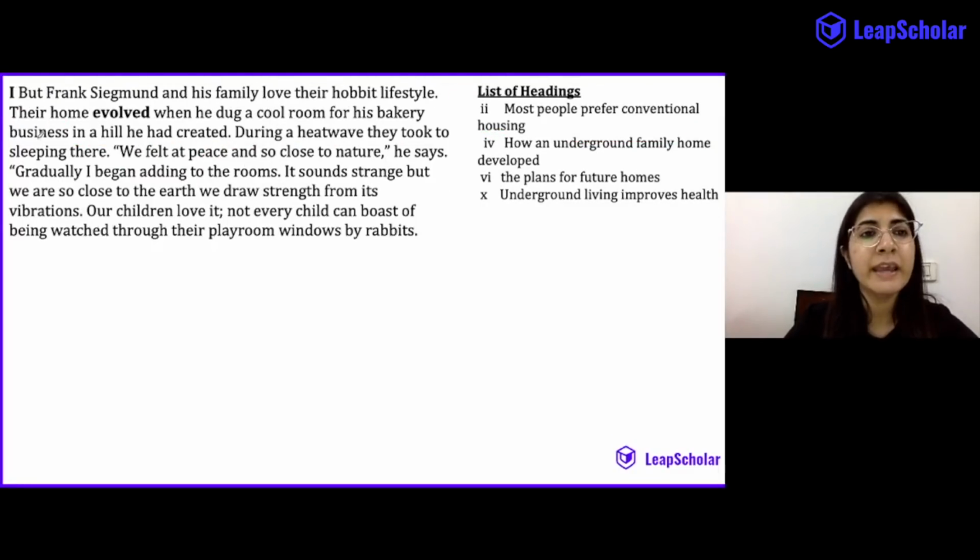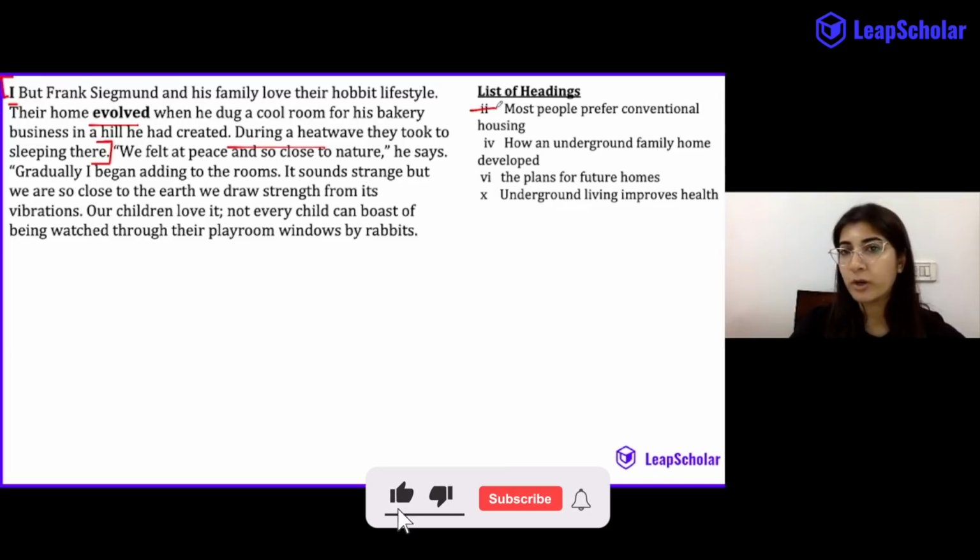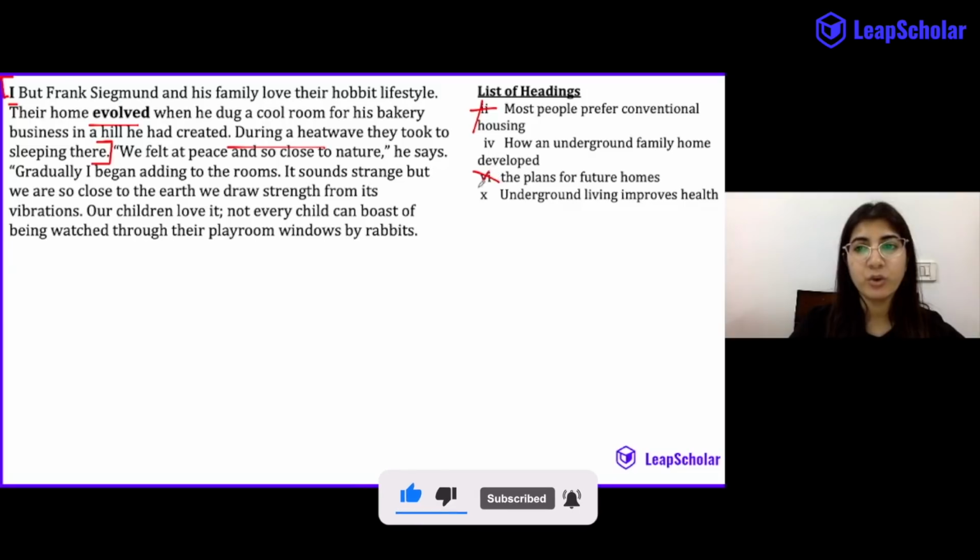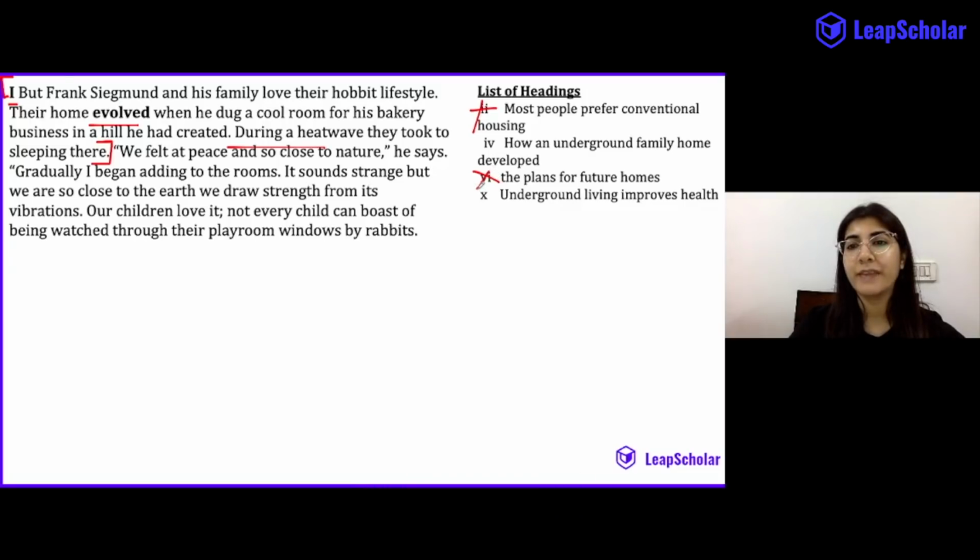Moving forward to I. But Frank Sigmund and his family loved their hobbit lifestyle. Their home evolved when he dug a cool room for his bakery. So, when he dug a room for the bakery business in a hill he had created, later on during a heat wave, they took to sleeping there. I think this much is enough to guess which heading it is talking about. It does not talk about most people preferring conventional housing, it does not talk about the plans for future homes, and it does not talk about the fact that it improved their health. So we have our answer here.